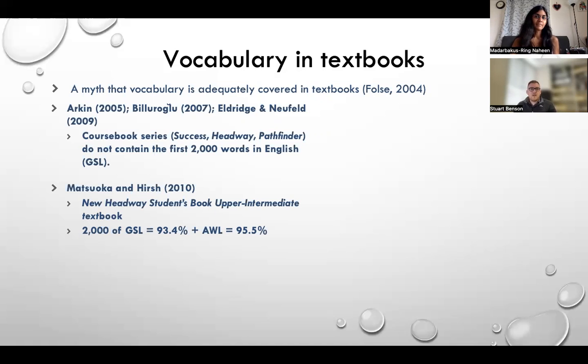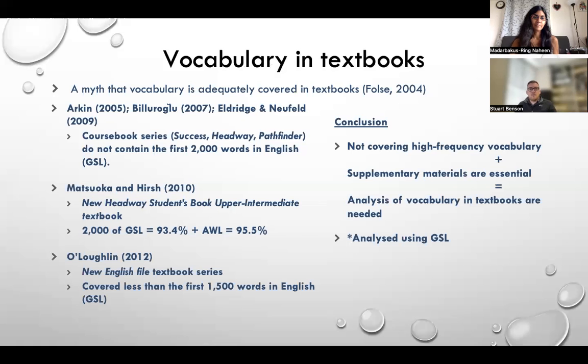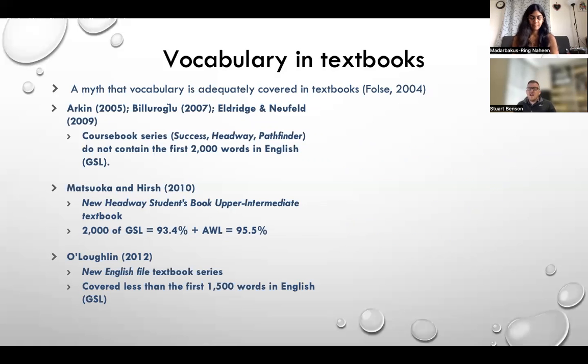And these are the most important. Matsuk and Hirsch also did a lexical analysis looking at the New Headway Upper Intermediate textbook, and they found out that only 93.4% of the first 2,000 words were covered in this textbook. And if you add the Academic Word List, the AWL by Coxhead 2000, this only got up to 95.5%. Again, for an upper intermediate textbook, this is quite scary. You would think an upper intermediate textbook should adequately cover the first 2,000 words and maybe getting into the 3,000 to 4,000 words, but it doesn't cover it here.